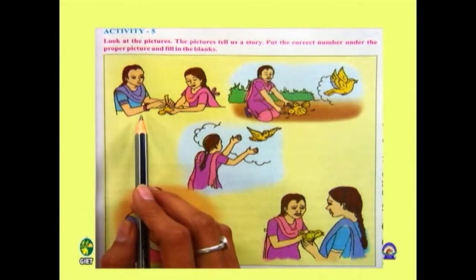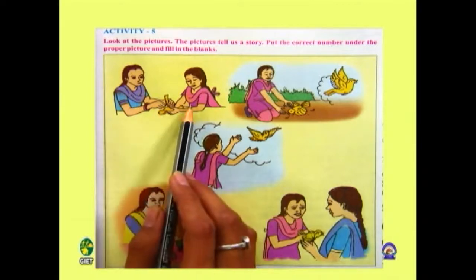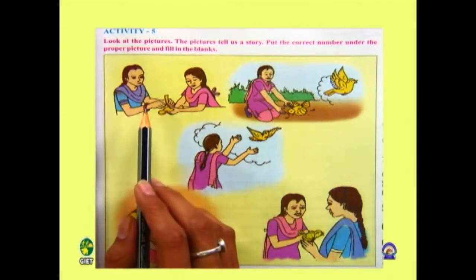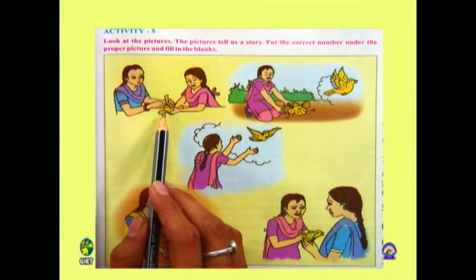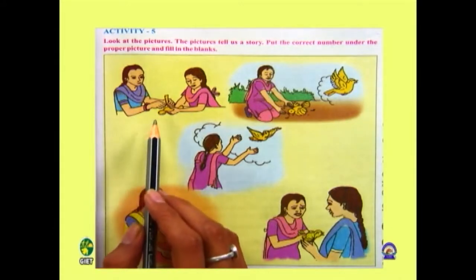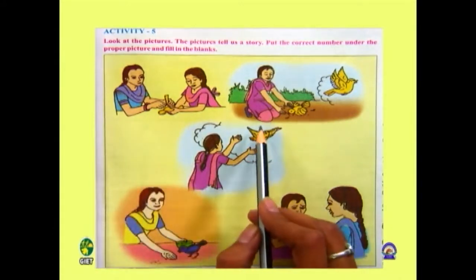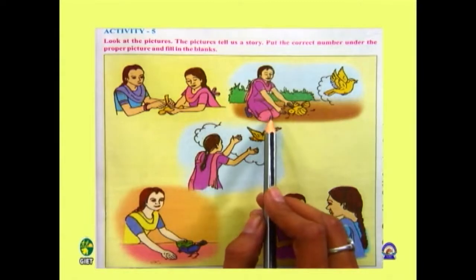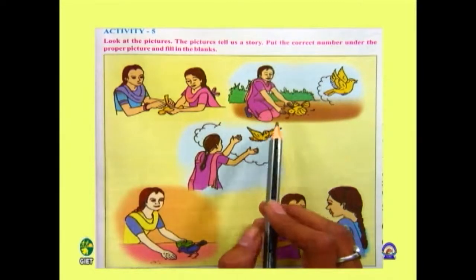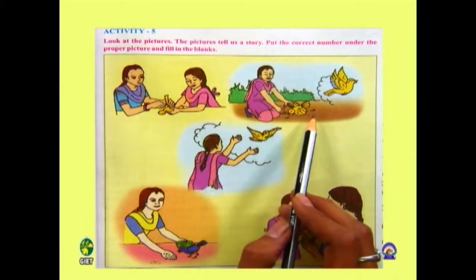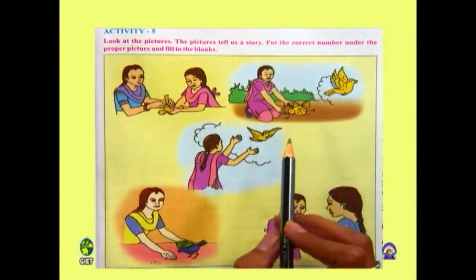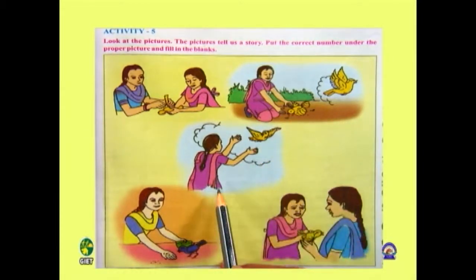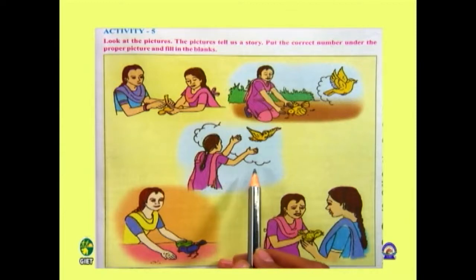Let's see the first picture. This picture indicates that a girl and her mother are giving treatment to a wounded bird. Let's see the second picture. In the second picture, we can see that a girl saw a wounded bird. Let's see the third picture. In the third picture, we can see a girl set the bird free.